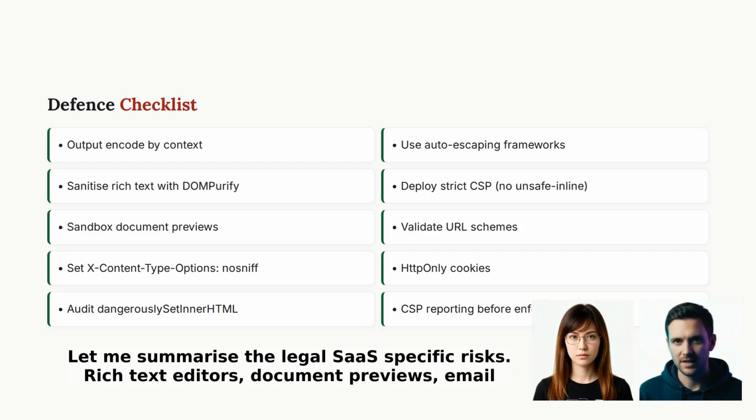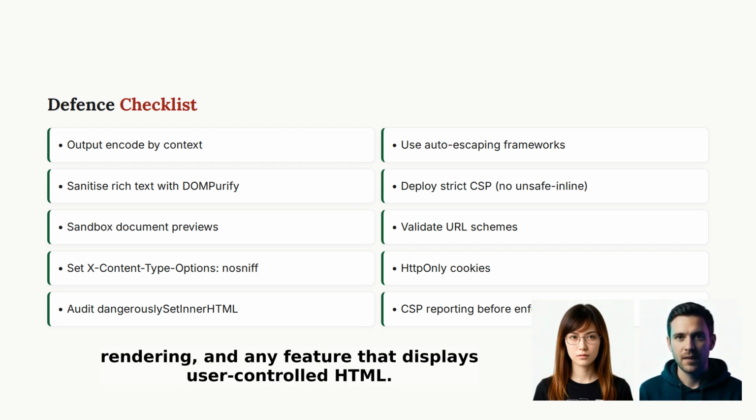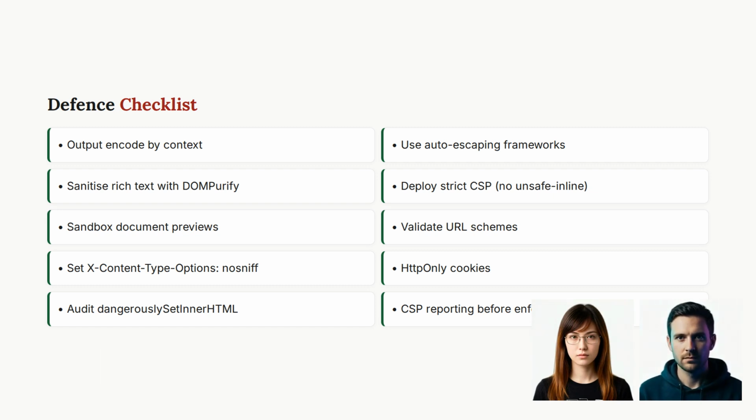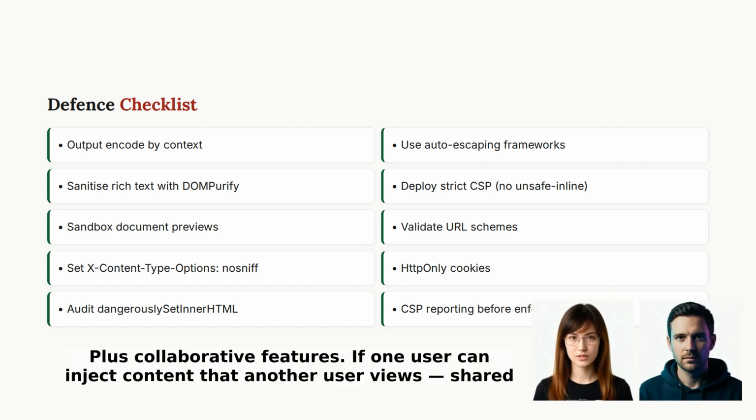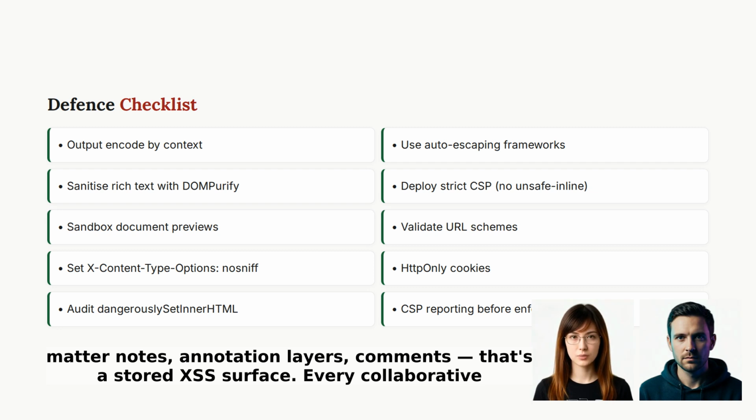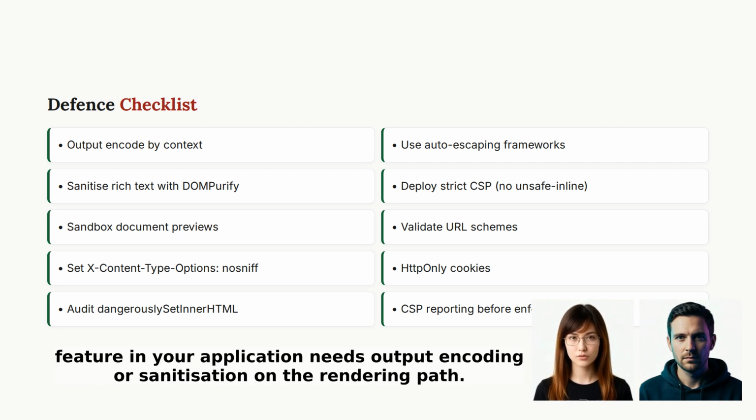Let me summarize the legal SaaS specific risks: rich text editors, document previews, email rendering, and any feature that displays user-controlled HTML. Plus collaborative features. If one user can inject content that another user views, shared matter notes, annotation layers, comments, that's a stored XSS surface. Every collaborative feature in your application needs output encoding or sanitization on the rendering path.